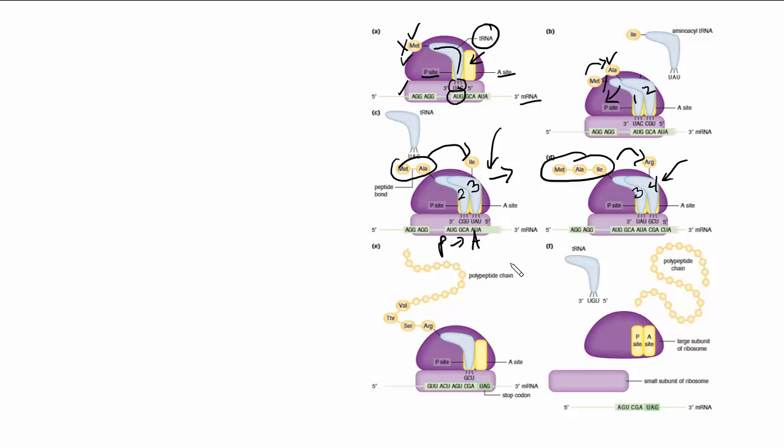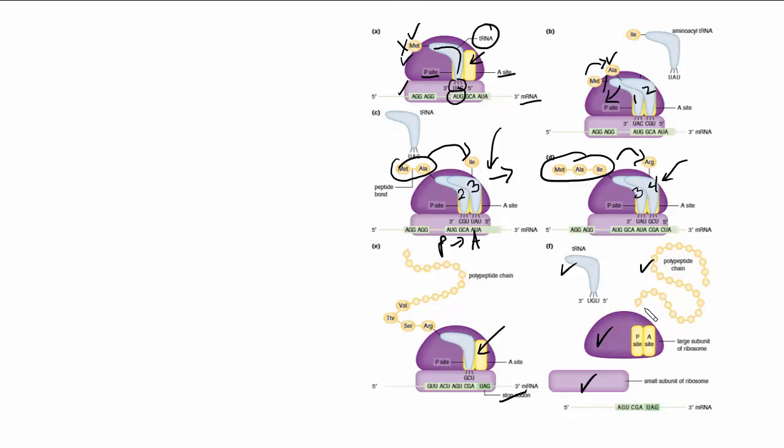And this just continues and continues until you get to a stop codon, which does not call for any tRNA, and instead a release factor comes in and binds, which I guess they don't show here, and that signals the end of the polypeptide. Everything falls apart: small subunit, large subunit with its sites, any extra tRNAs, and you now have your polypeptide chain. Or you have your final protein.